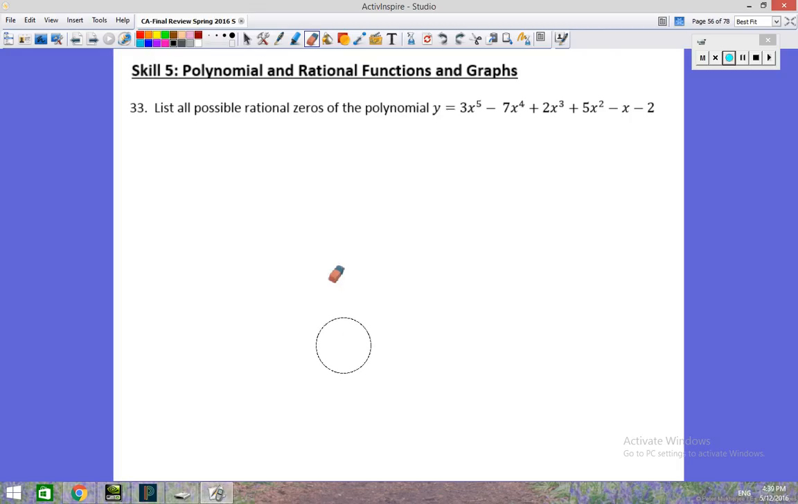List the list of possible rational zeros. Here I have a polynomial function, and this polynomial may or may not cross the x-axis. If it does cross the x-axis, it might be at a rational number like 2/3 or 5, or it could be an irrational number like the square root of 5.